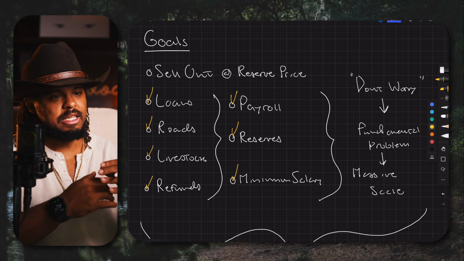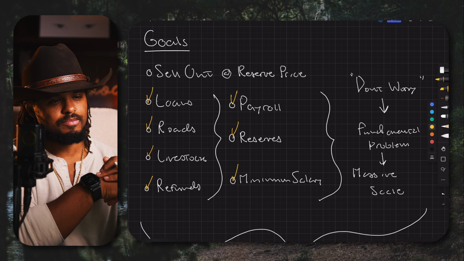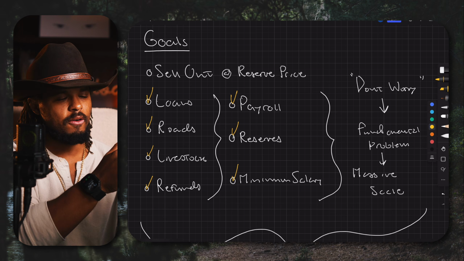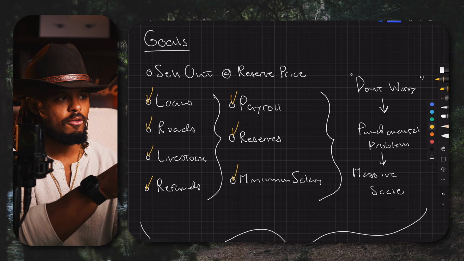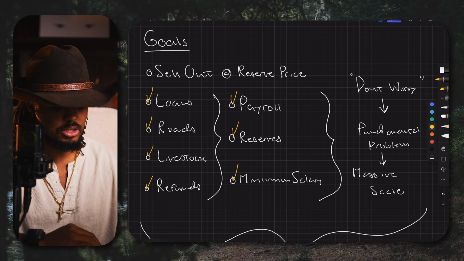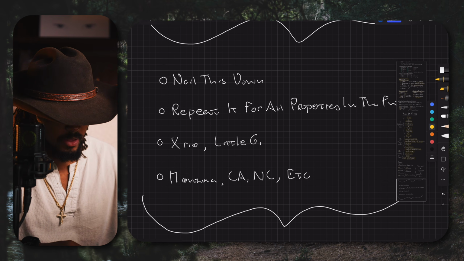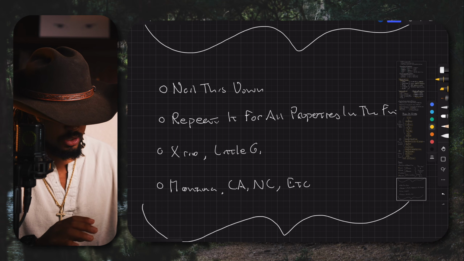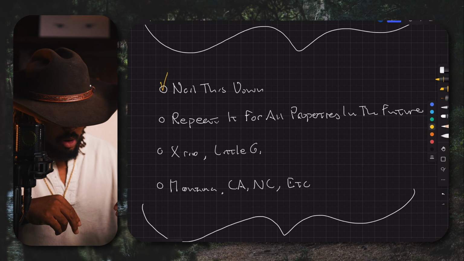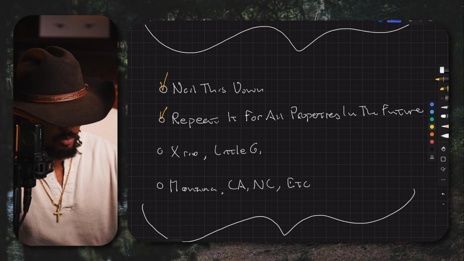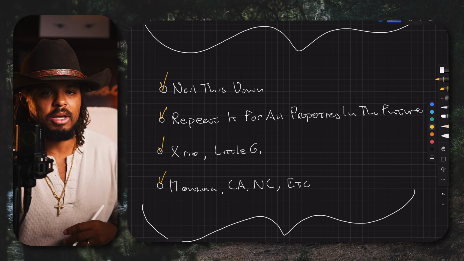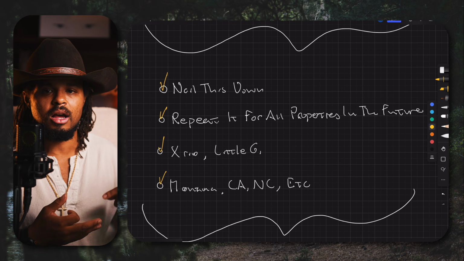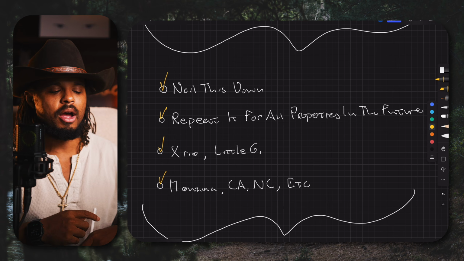But God explained it to me this way. He's like, hey, look, you're solving a fundamental problem, and this will allow massive scale. You solve this problem, you'll be able to help people all across the nation. So don't worry about that. You just want to nail this down now. And then if you can repeat it for all properties in the future, Creole, Little G, wherever it might be, then you can take it on to other places like Montana, Canada, California, North Carolina.